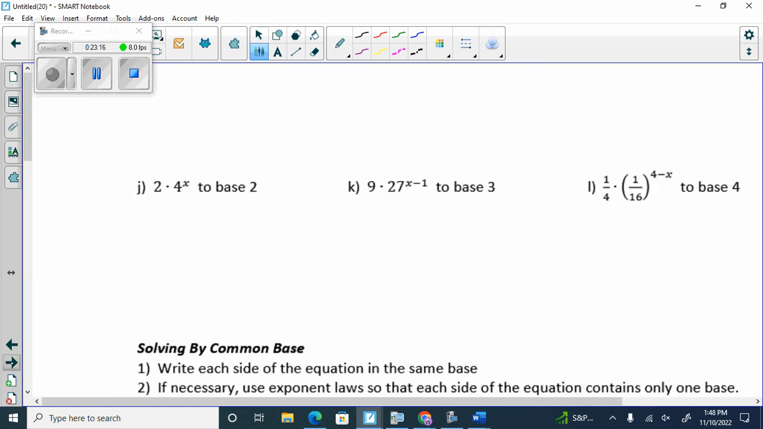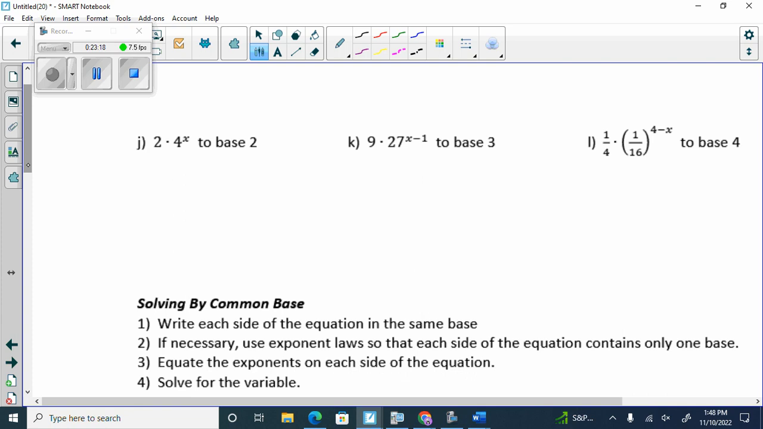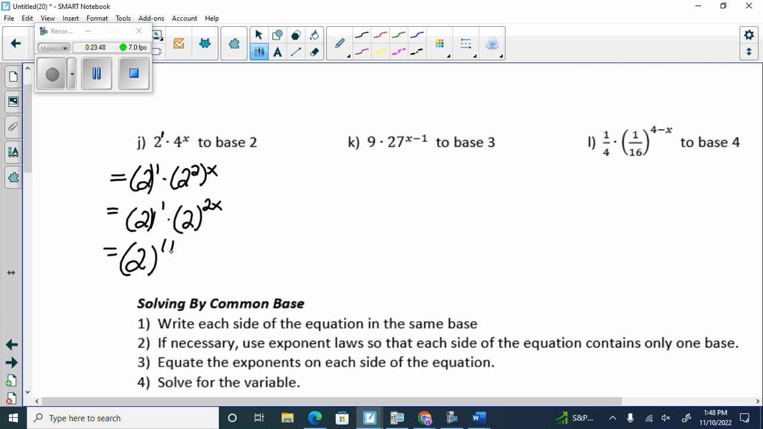This one, we have 2 times 4. We want them to be base 2. So we don't write 8 to the x. Please don't do that. If you wrote 8 to the x, star this one, because you're going to be doing it wrong every single time. I can tell you that right now. It's not 8 to the x. This is 2 to the 1. And then 4 is 2 to the 2, to the x. So it's going to be 2 to the 1 times 2 to the 2x. And we have 2 bases that are the same, so the exponents we add. So we get 2 to the 1 plus 2x.